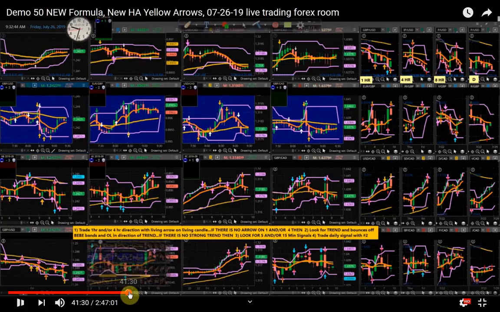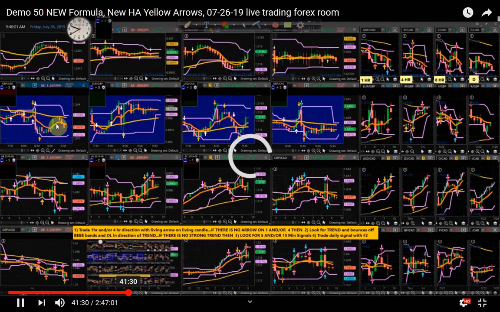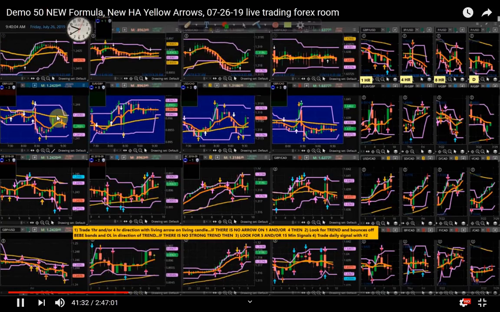We'll fast forward, can't wait. And there you go, there's your GU, you see. If you waited for the signal, so be it. You've got another yellow as well, and that wick there signifies that you had some form of second move, and that's the 1 hour orange line bounce. Okay.